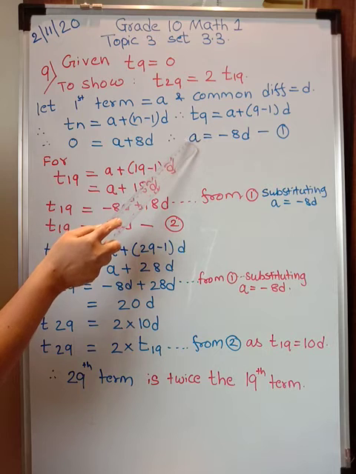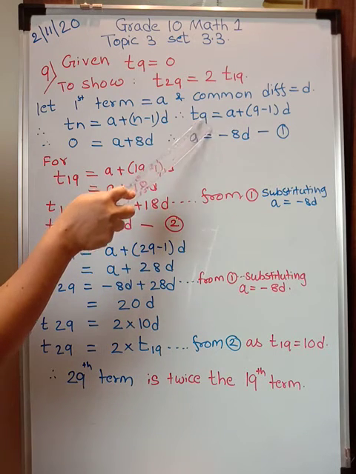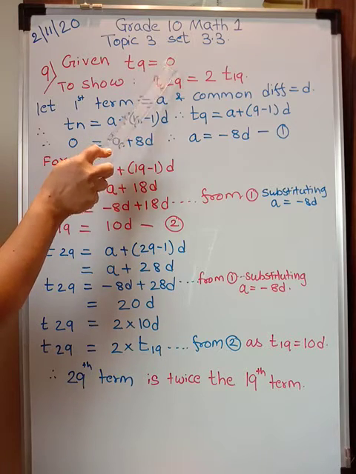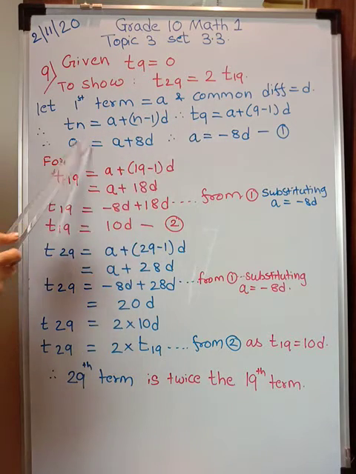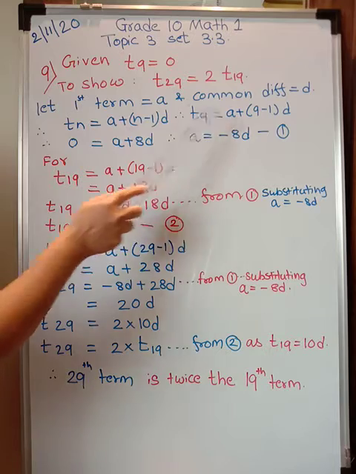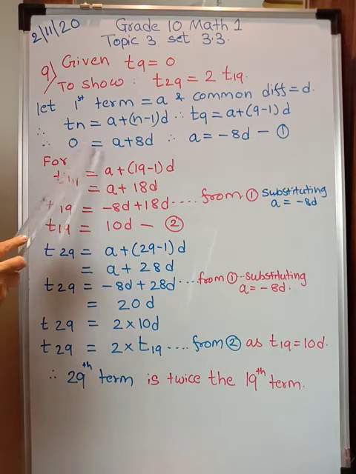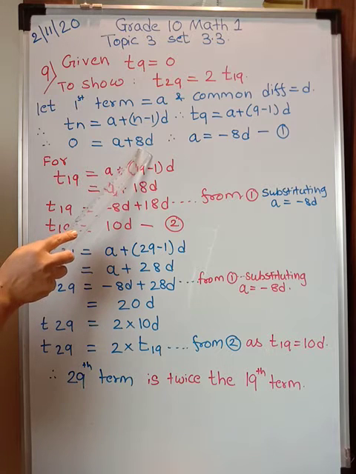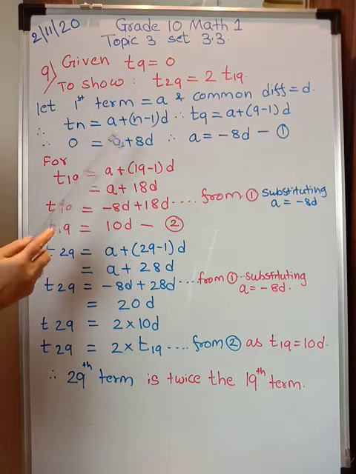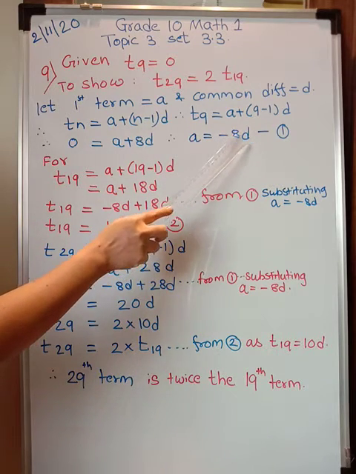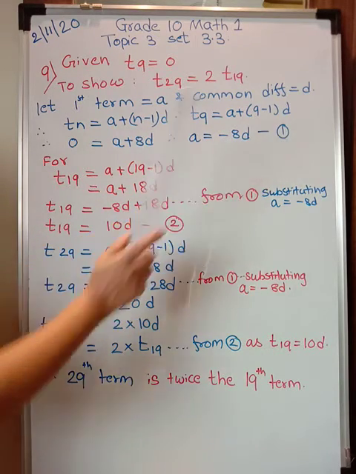In short, in case of T9, where 9th term is given as 0, in place of T9, I am writing 0. A as it is. 9 minus 1 is 8. So you get 0 is equal to A plus 8D. So what will be A? If 8D is shifted to this side, you get A is equal to minus 8D. This is your equation first.